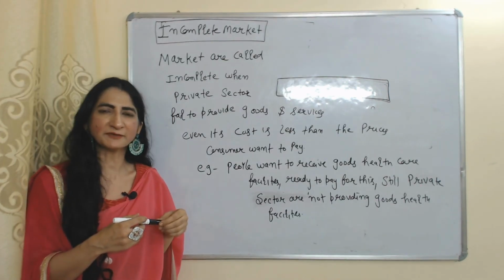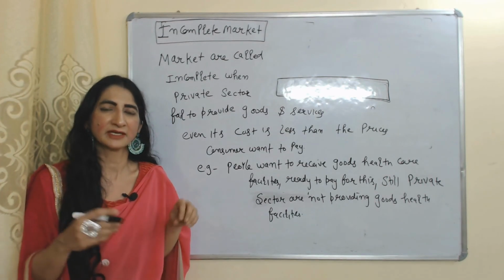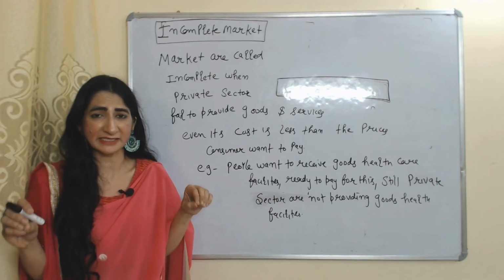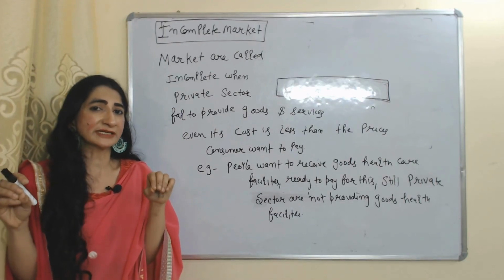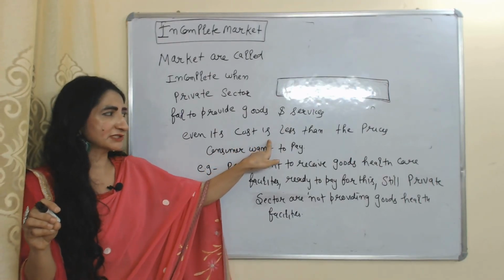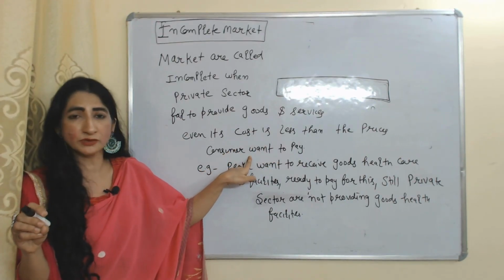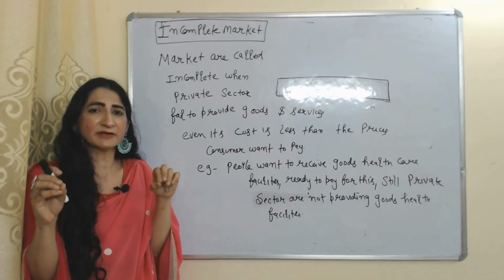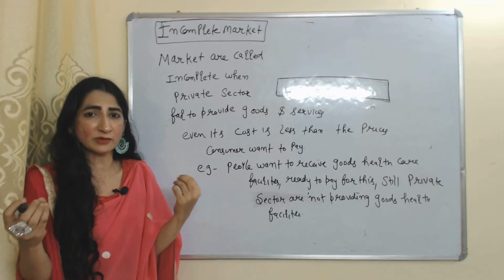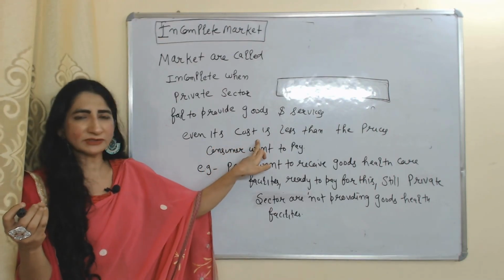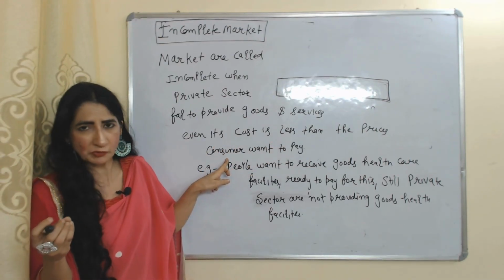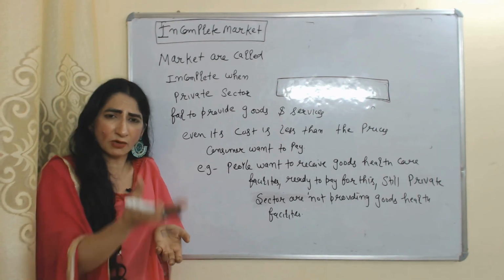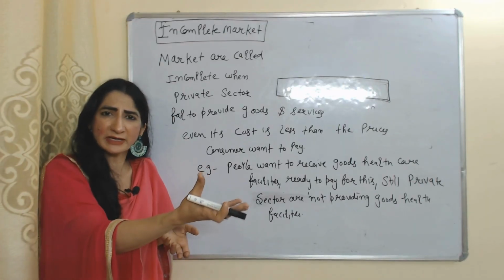Next cause of market failure is incomplete market. Our market will be called incomplete when the private sector fails to provide goods and services even if its cost is less than the price that consumers want to pay. Obviously, the private sector will not provide goods for which the cost is higher but consumers want to pay a lower price.